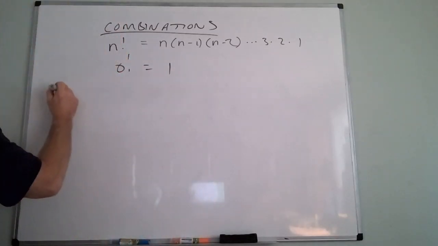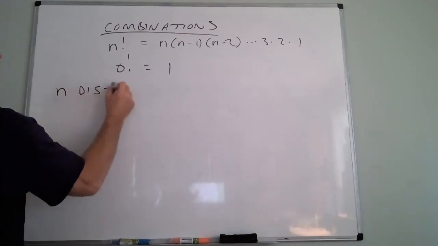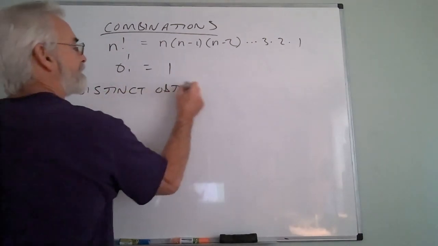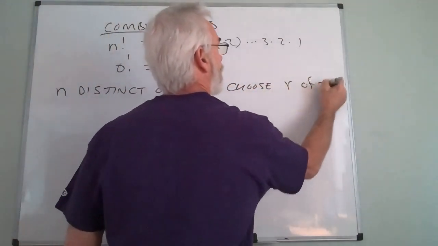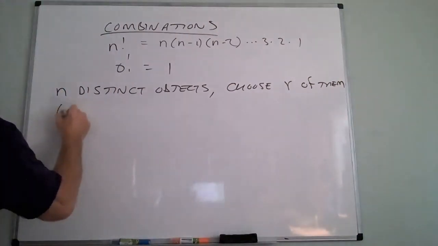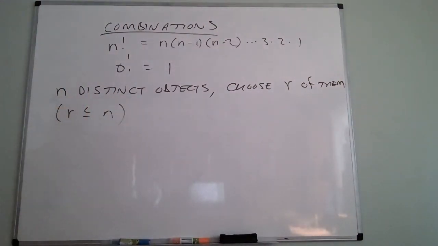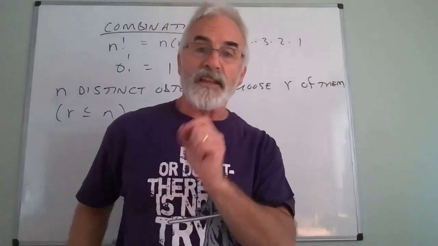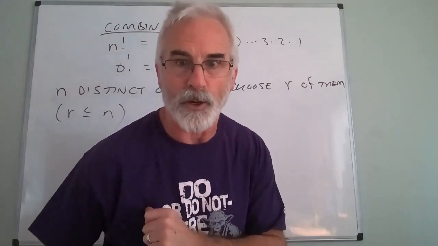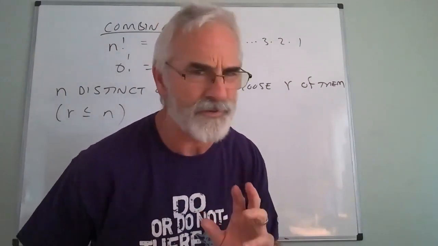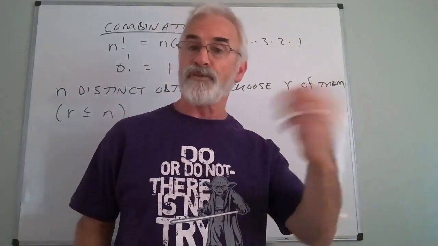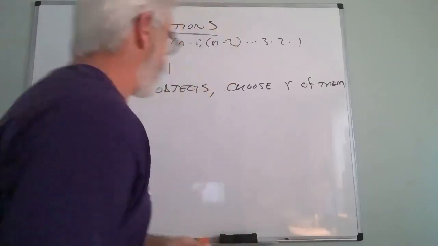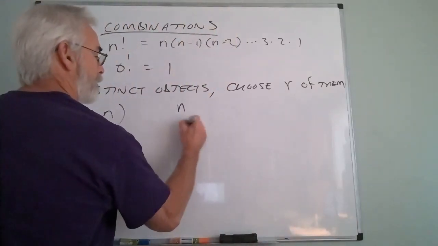So if we said you have n distinct objects, and you're going to choose r of them, then clearly r must be less than or equal to n. I have n different books on my shelf. Distinct is important. If I said I have n ping pong balls, well, if I rearrange the ping pong balls, you wouldn't know. It would still look like the same arrangement. So if I have n distinct objects and I'm going to choose r of them, the number of ways I can do that is n choose r.